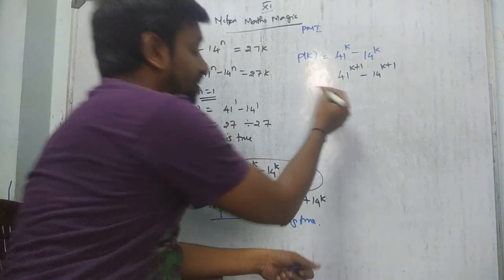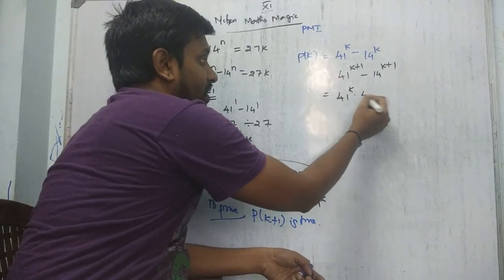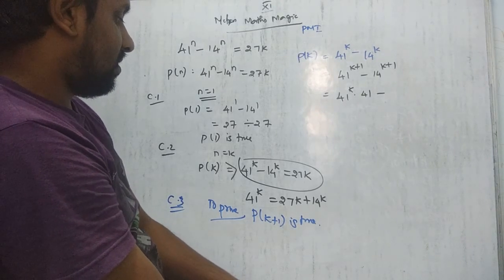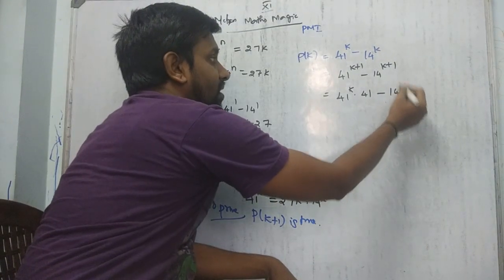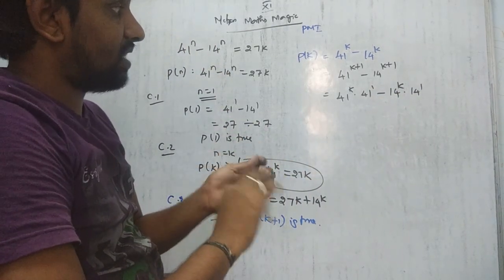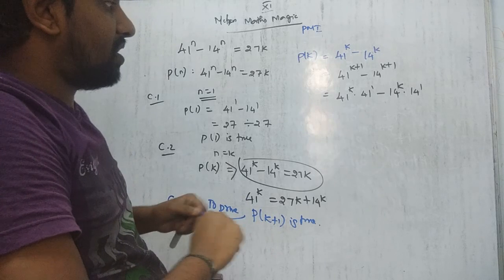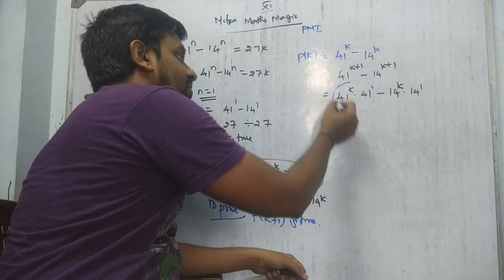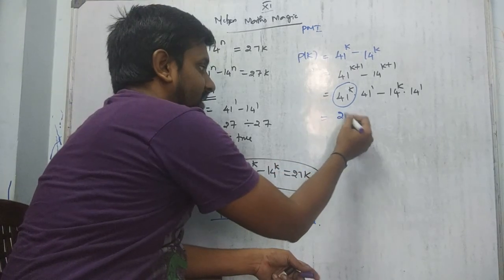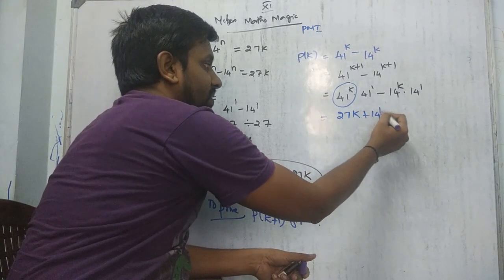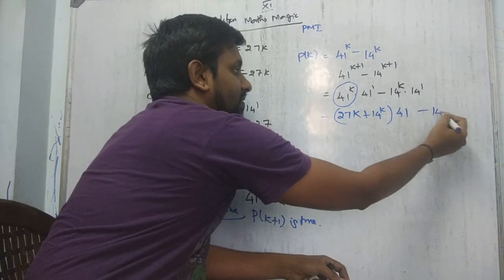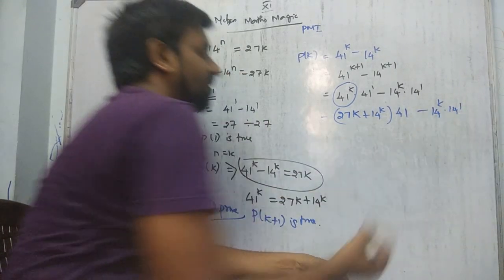So I can write 41 power k into 41, minus, I can write this one as 14 power k into 14 power 1. Base same, so the powers can be added. Why sir, like the previous one, are you very keen on taking 41 power k? Because 41 power k I can substitute the value from here. So in place of 41 power k, I can write 27k plus 14 power k, into 41, minus 14 power k into 14 power 1.